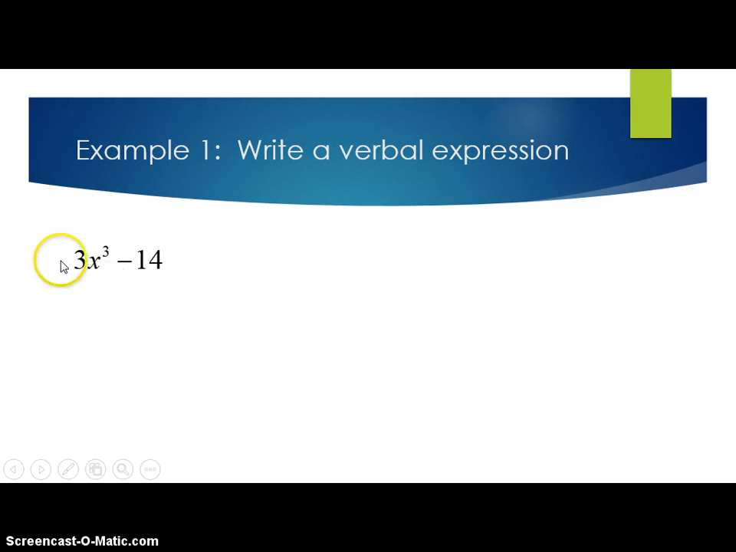So example 1, we're going to take this right here and write a verbal expression. We're going to take this 3, the x cubed, or x to the third power, however you want to write that, and then minus 14. I wrote it slightly differently than you might: I said 14 less than 3 times x cubed. So that would be how you'd write this. You could write 3 times x cubed minus 14.